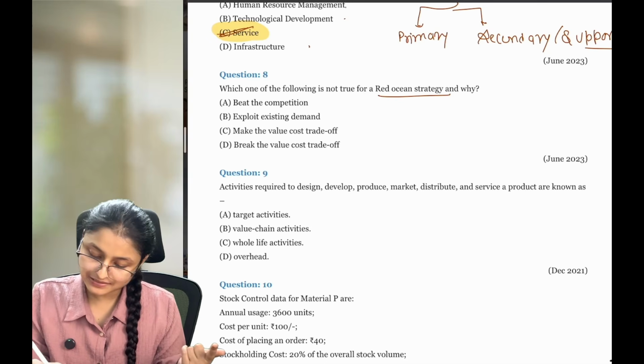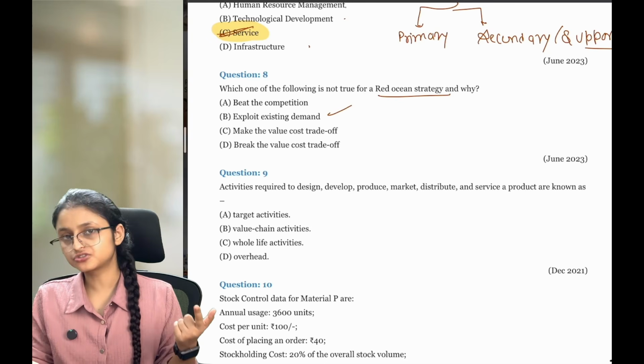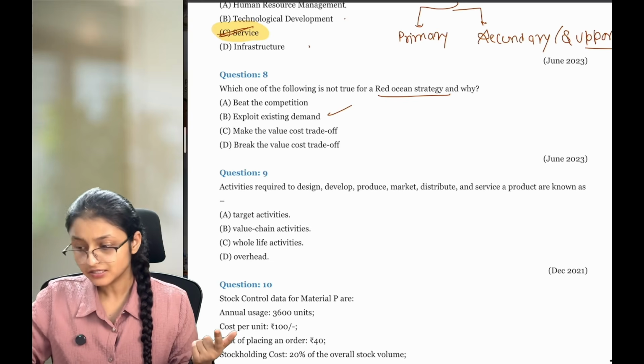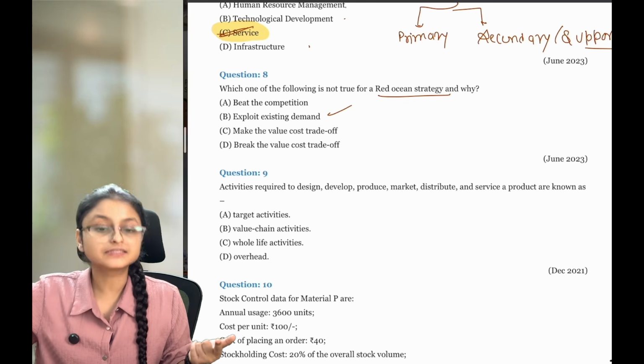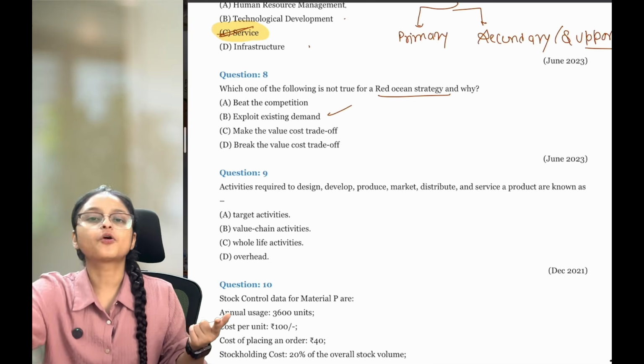Next, exploit existing demand. This also happens in red ocean strategy because the existing demand is already there. We are competing for that existing demand only. Hence, we have to exploit that.